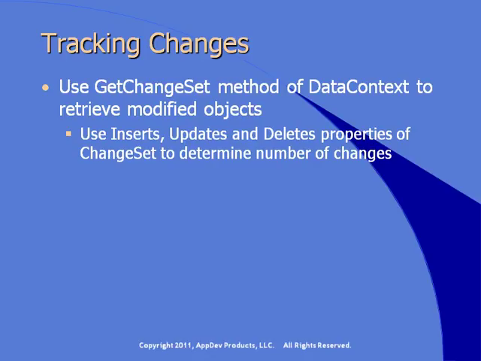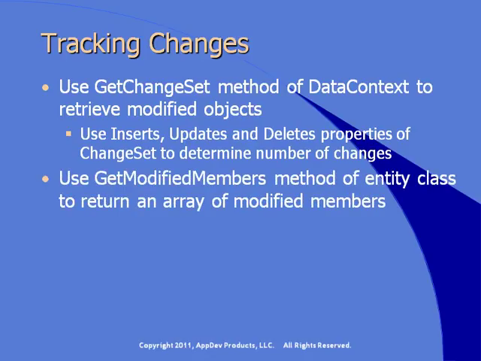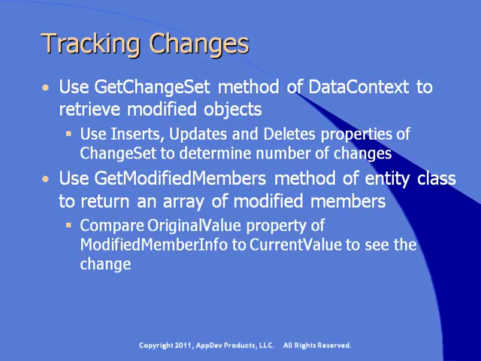Now, if you want to get specifics, you can call the GetModifiedMembers method of any entity class, and that will return an array of members of that class that have been modified. And so each element in that array is an instance of the ModifiedMemberInfo class, and that class has an original value property and a current value property. So you can see what the value was and what it currently is.